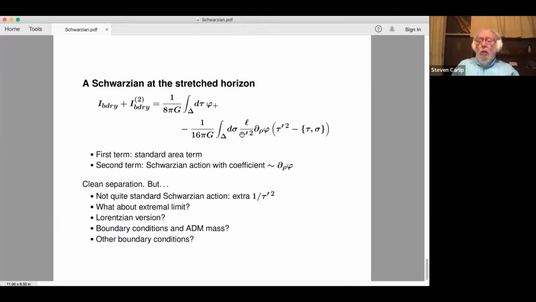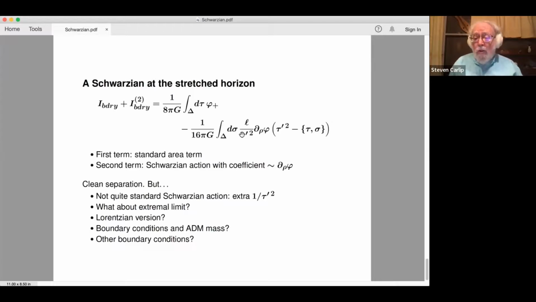There are also a couple of obvious follow-up questions to this. This is supposed to be a description for a generic non-extremal black hole, but you should be able to take the extremal limit, and that ought to recover the Schwarzian action of Maldacena and his collaborators. I haven't done that yet. I don't know if or how that works, but it ought to be possible.